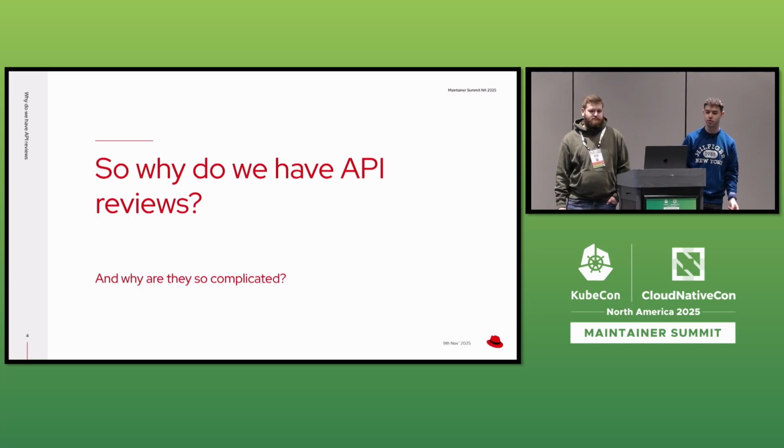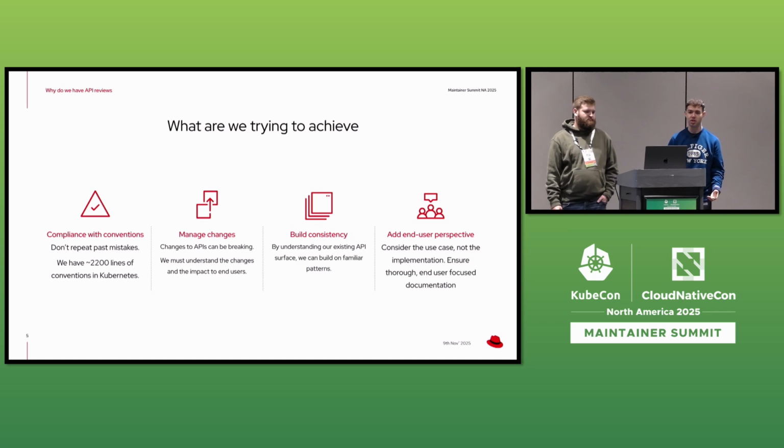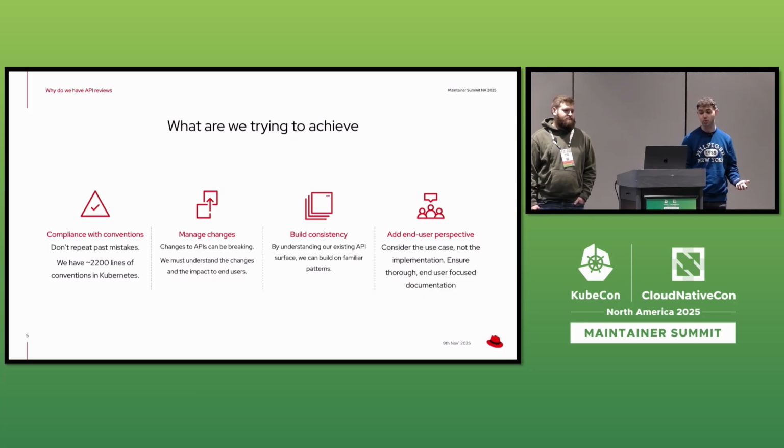So why do we have API review, and why is it so complicated? There's a lot of things that we're trying to achieve in API review. These are just a few of them. Over the last 10 years or so, there's 2,200 or so lines of Kube API conventions that have been written. This is learning from previous mistakes we've made, APIs that didn't evolve well, APIs that were just a bit awkward for people to use.